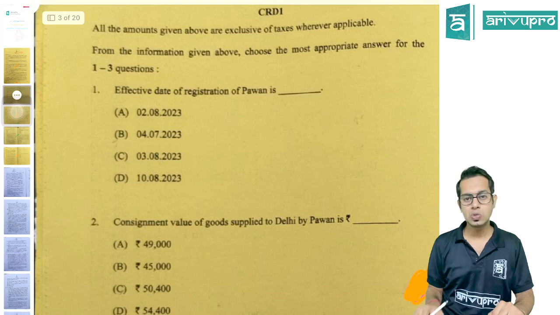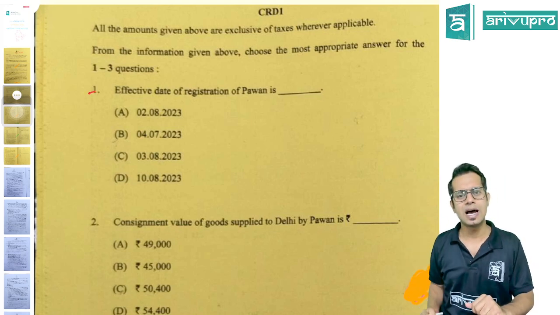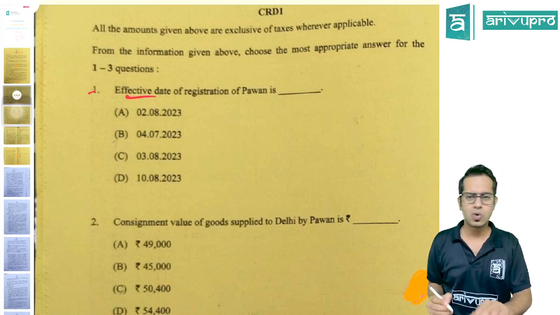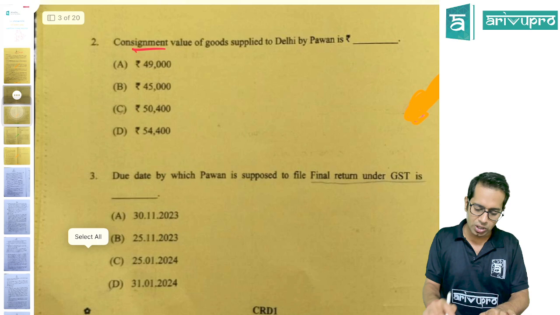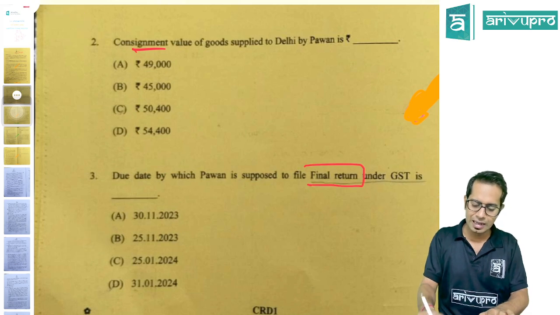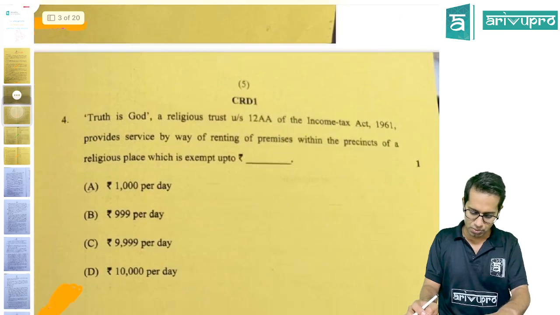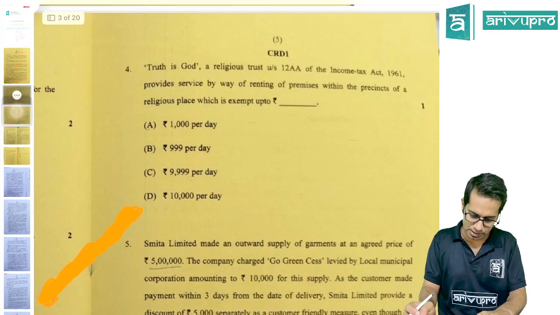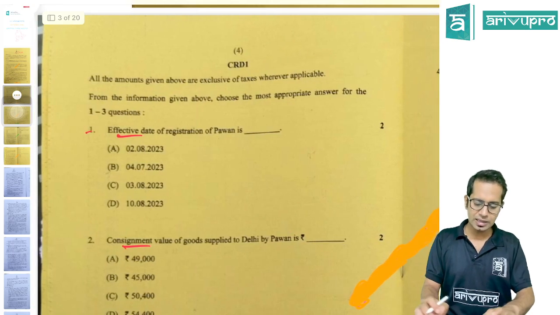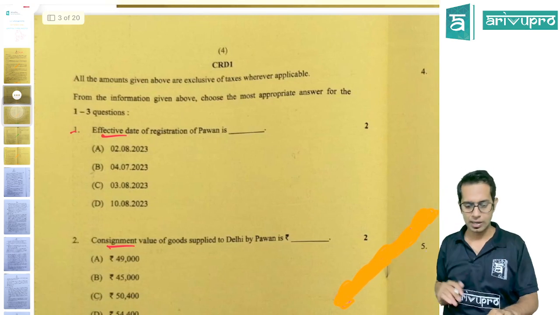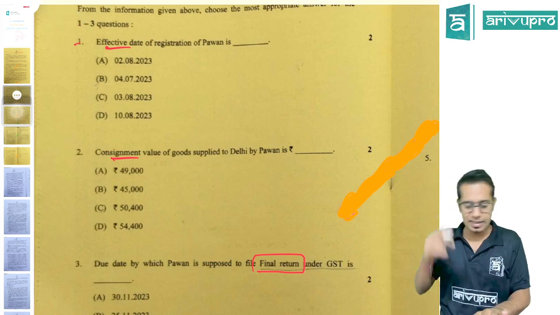I normally tell my students to first just see what are the different questions which is asked in MCQ. So first question they have asked, what is effective date of registration, what is consignment value, what is the due date of filing of final returns. Yeah, so there are totally three questions in case number one. So I normally tell my students that please read the questions first and then read the case.